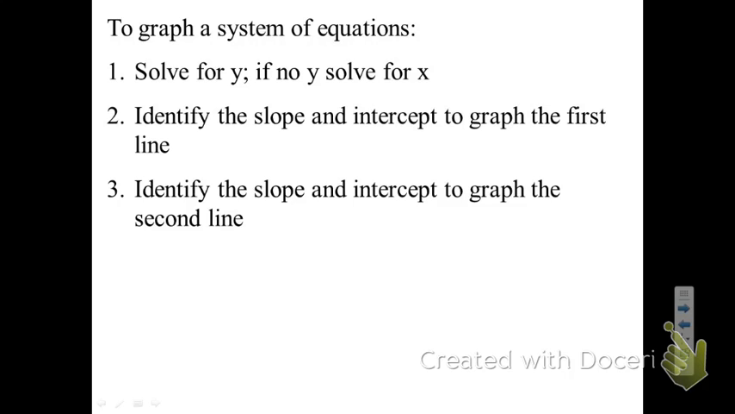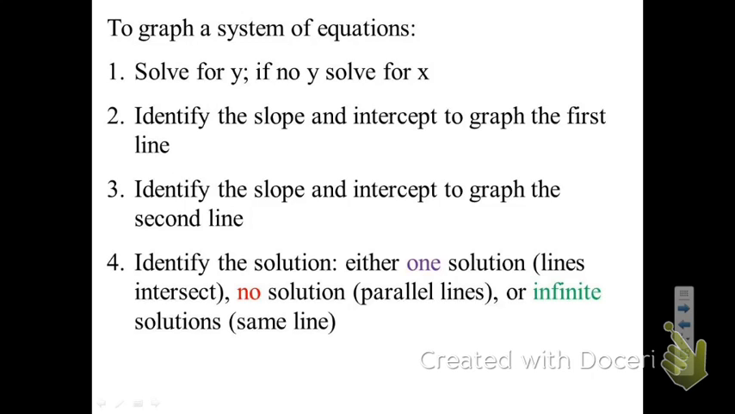Step 4, once you have both of the lines graphed, you will identify the solution either as one solution if the lines intersect, no solution if the lines are parallel, or infinite solutions if they are the same line. And you can show this by writing 1, and then you'll list the ordered pair. You can write no solution if they don't intersect, or you can use the sideways 8, infinity, for infinite solutions if they're the same line.